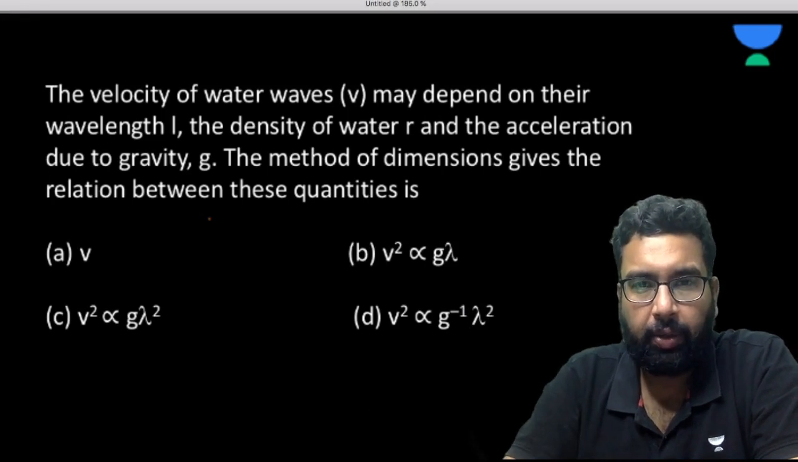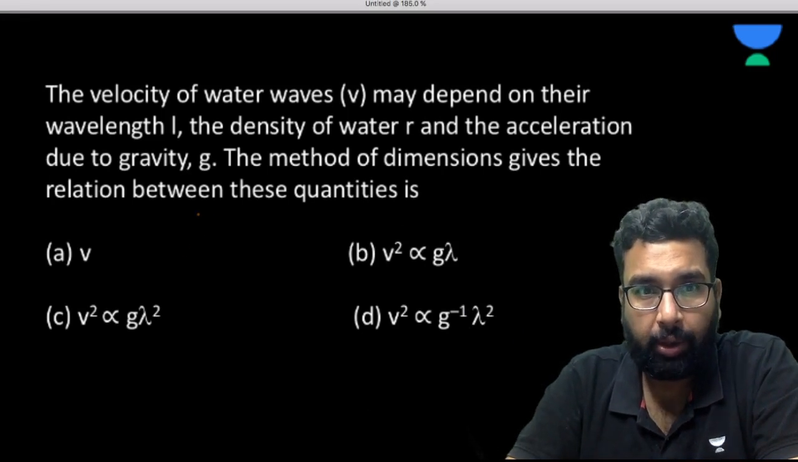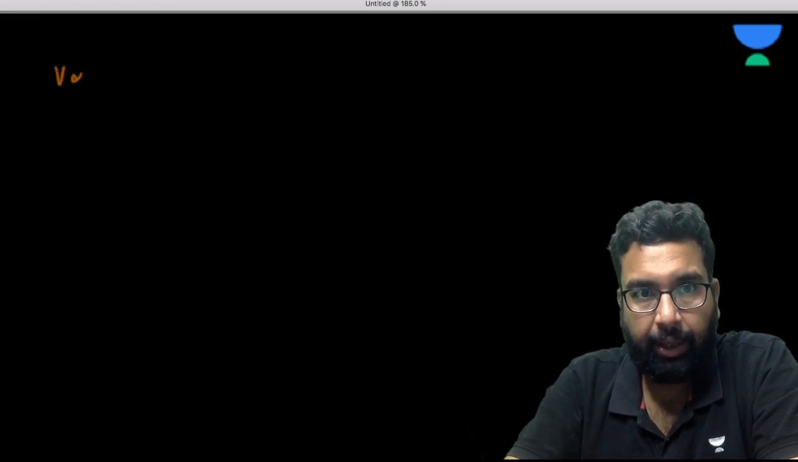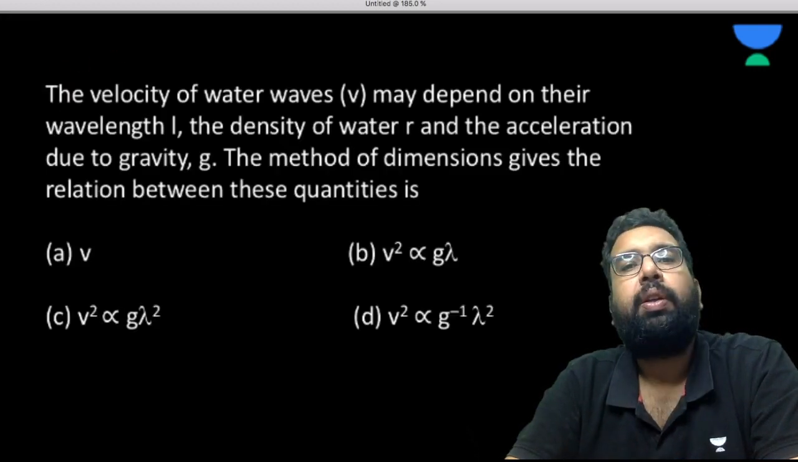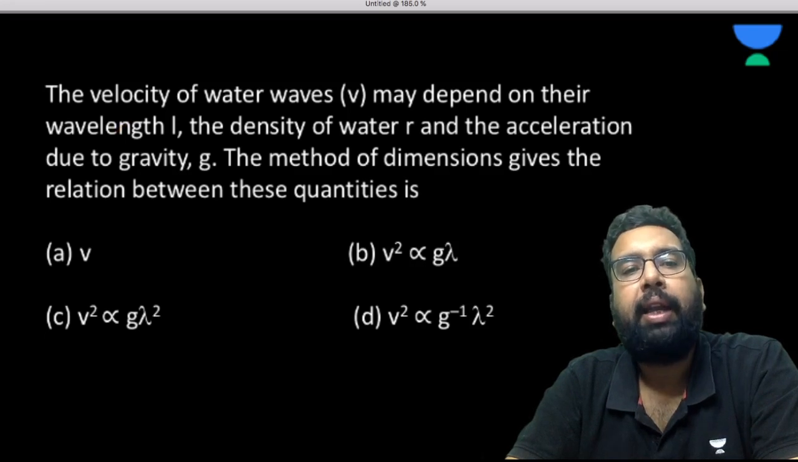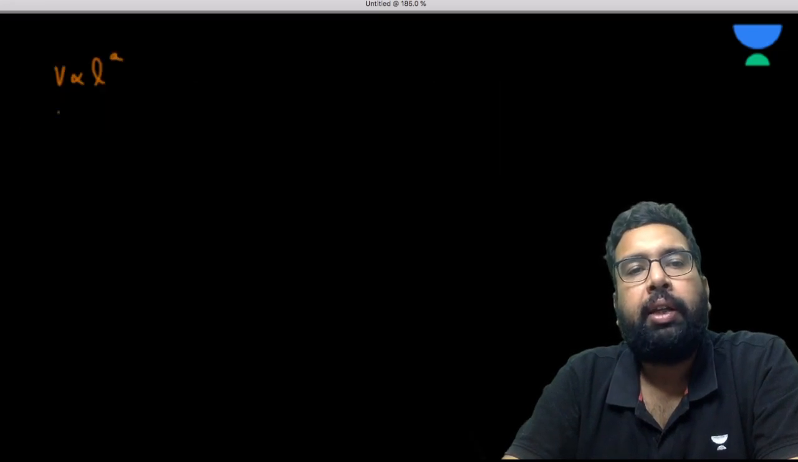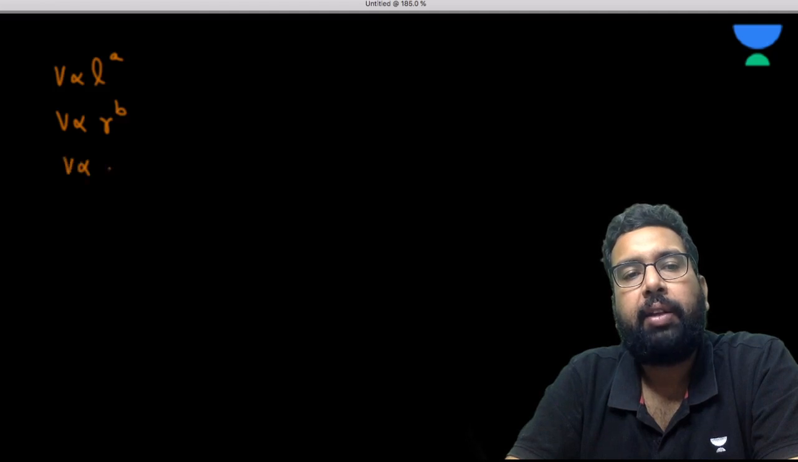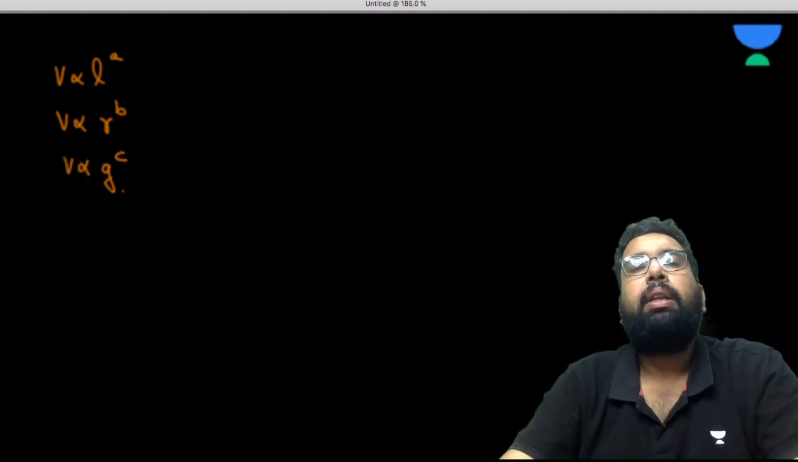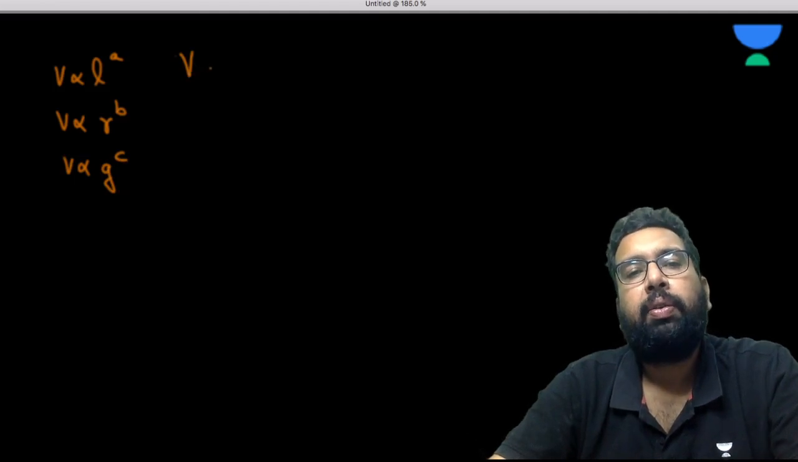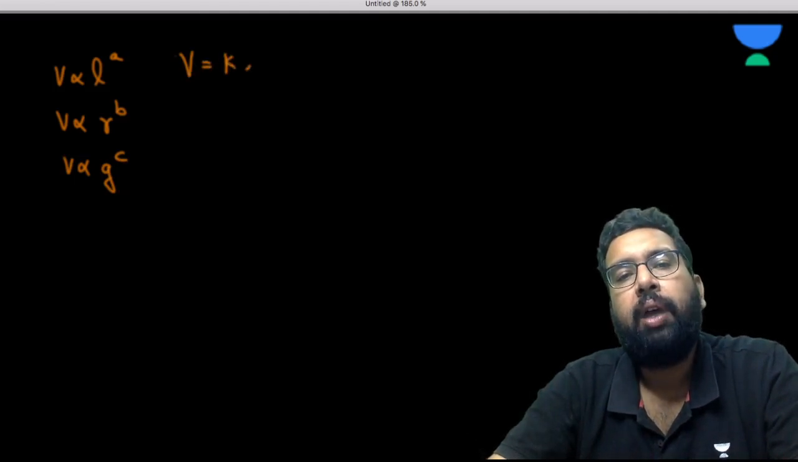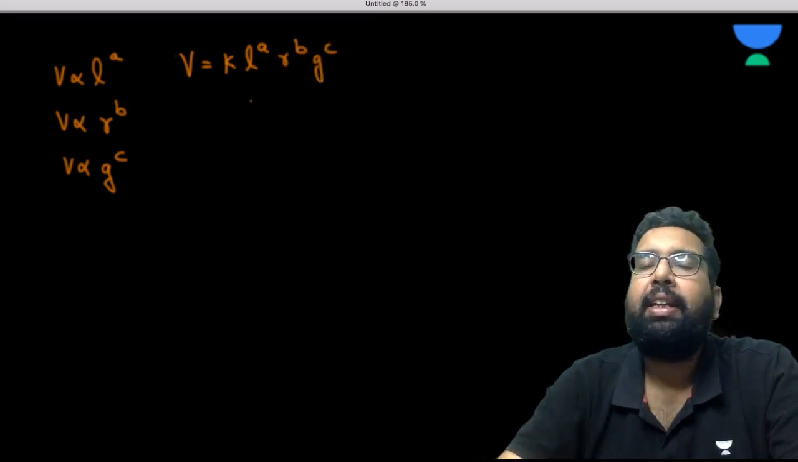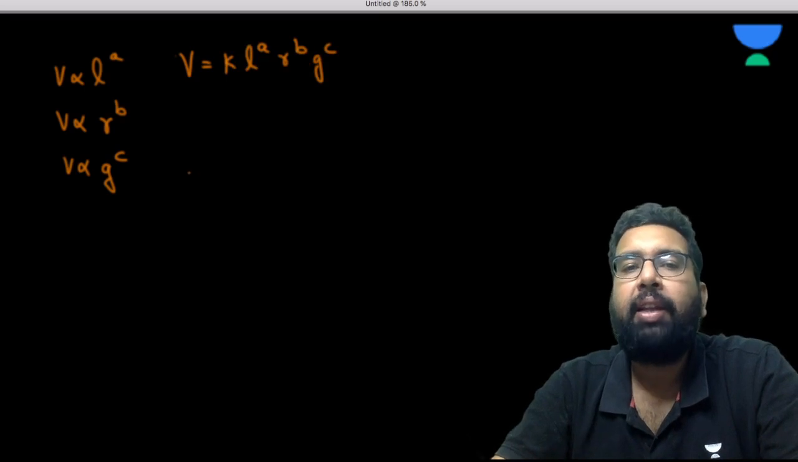Now it says the velocity of water waves may depend on their wavelength. So we can say that velocity is proportional to L to the power a, where L is the wavelength, density of water, so rho to the power b, and the acceleration due to gravity, so g to the power c. If I merge all this, we can say that velocity is equal to k L to the power a, rho to the power b, g to the power c. K is the constant of proportionality. It doesn't have any dimension.